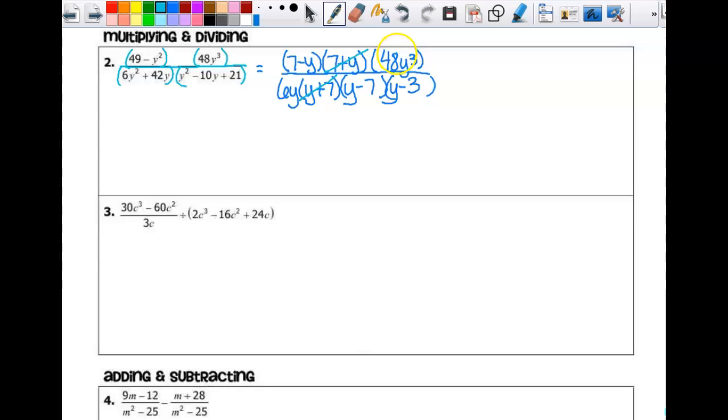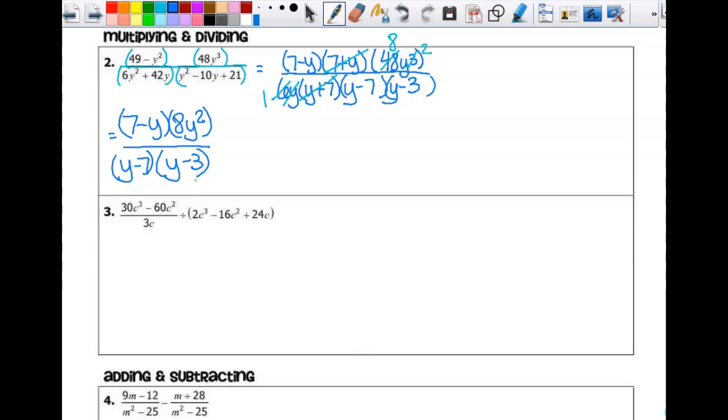I can reduce the 48 with the 6. 6 goes into 6 once, into 48 8 times. I can cancel this y with one of those. So what I'm left with at this point is 7 minus y times 8y squared over y minus 7 times y minus 3.